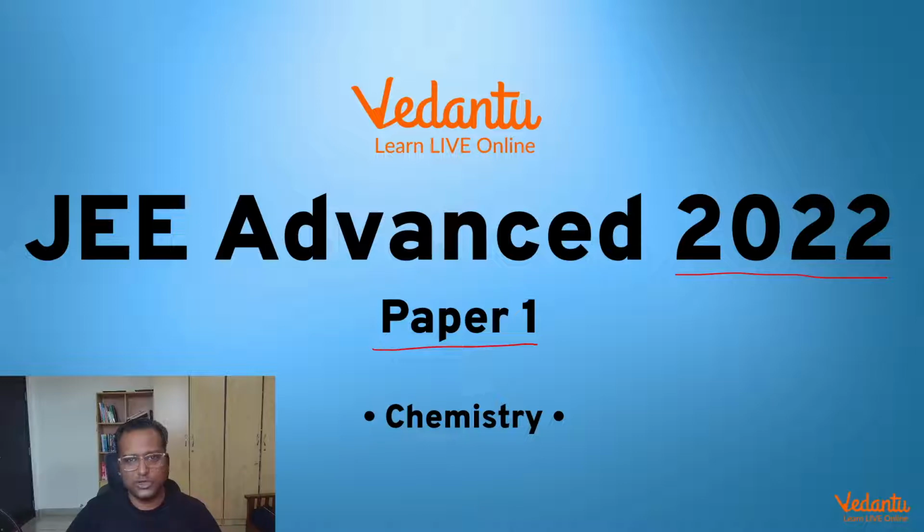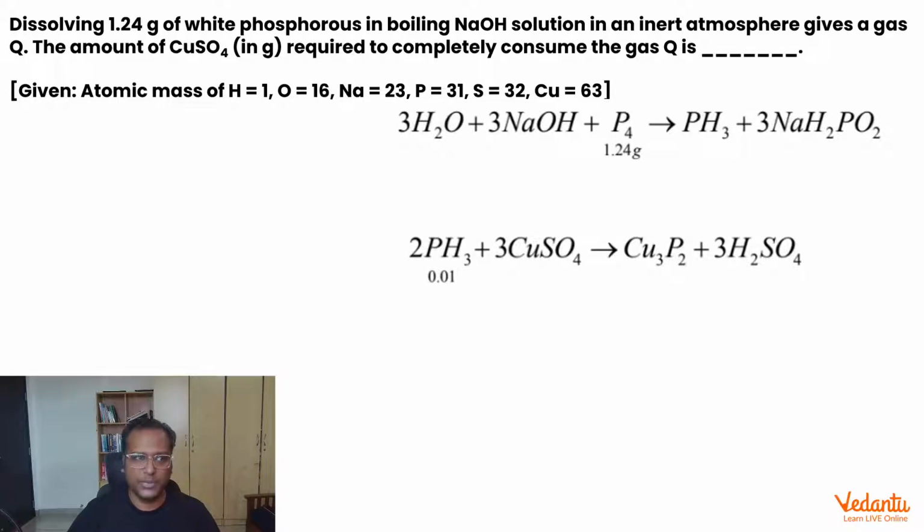Today we are going to talk about JEE Advanced 2022, Paper 1, Chemistry Section, Numeric Part and question number 5. The question says, white phosphorus is dissolved in boiling NaOH, gives you a gas Q. We know that when white phosphorus is dissolved in NaOH, it disproportionates, giving rise to phosphine, which is your gas Q here, and sodium hypophosphite.